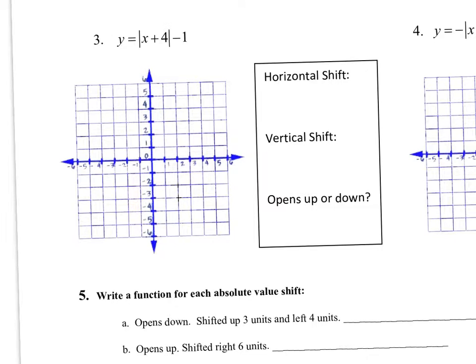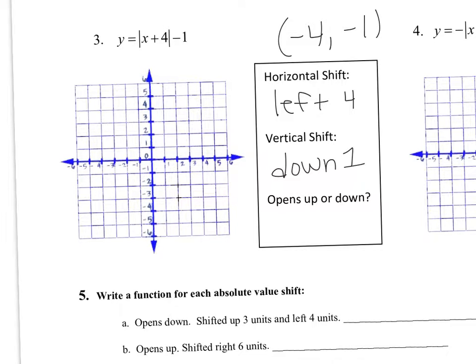Okay, number 3. The horizontal shift is going to be left 4. So I'm going to start left 4. The vertical shift is I'm going to go down 1. So if you think about having a vertex, left 4 and down 1 is going to look like this. It's going to open, oops, I circled the wrong one. It's going to open up because the number in front of the absolute value of x is positive. So I'm going to go left 4, down 1, and it's going to open up.